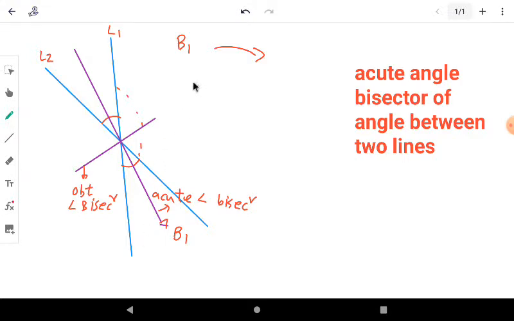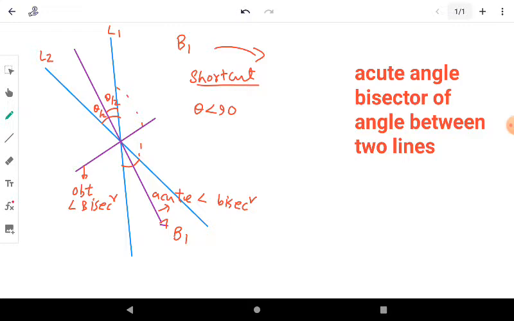What we are interested in here is a shortcut for finding the acute angle bisector, because the long way is this: we already know that the whole angle is theta, theta is less than 90, so theta by 2 is less than 45. Then we find the bisector line, then find the angle between the bisector line and L1 or L2, and the modulus of tan of theta by 2 should be less than 1. That is the long, traditional, conventional way of solving it.